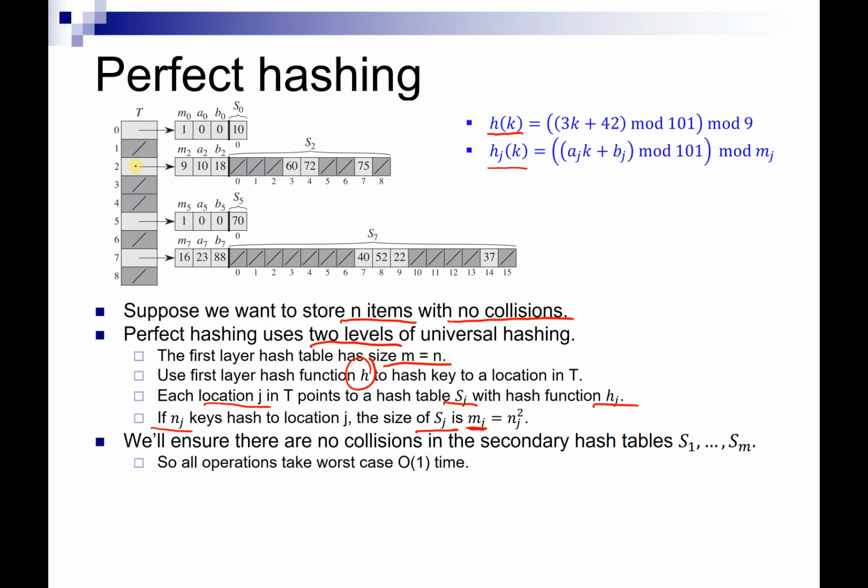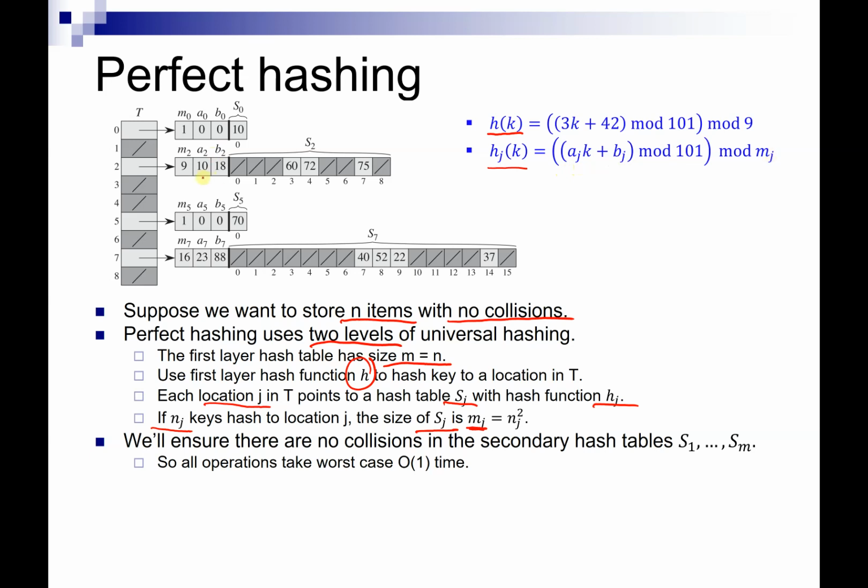Okay. Now over here, you have 3 different values that hashed to this location. So you're going to set the size of this hash table to be 3 squared, to be 9. And you're going to use a hash function from the universal hash family, which is just going to have the form that we talked about previously: ak plus b modulo the prime, modulo the table size.